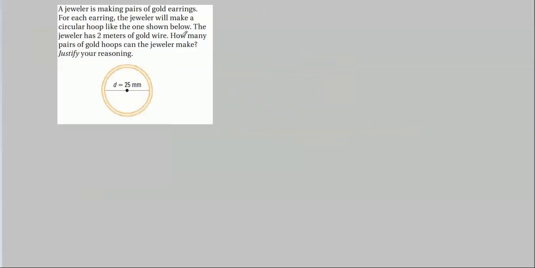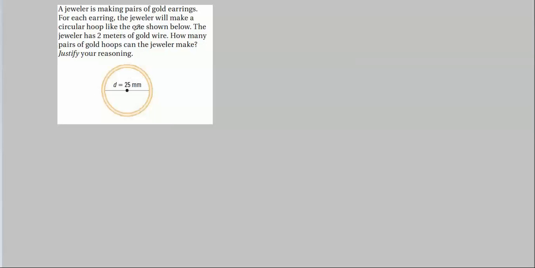How many earrings or hoops can the jeweler make? Well, what we're really going to have to figure out now isn't the area, because there's really no area to this. It's all just linear, but it's in a circle. So we have to figure out the circumference of this circular hoop, and then we'll divide that into the 2 meters, and that tells us how many of these hoops we could actually make.